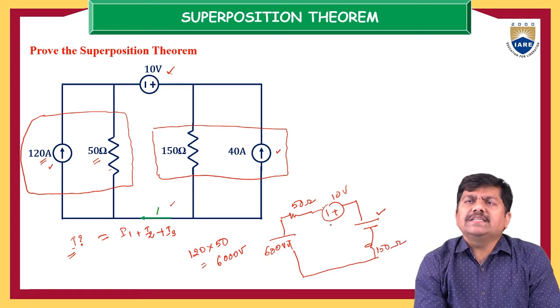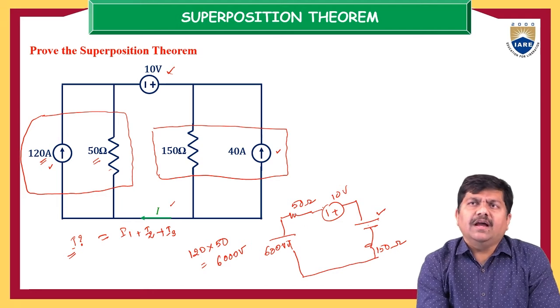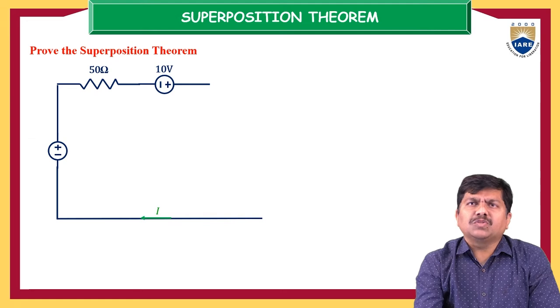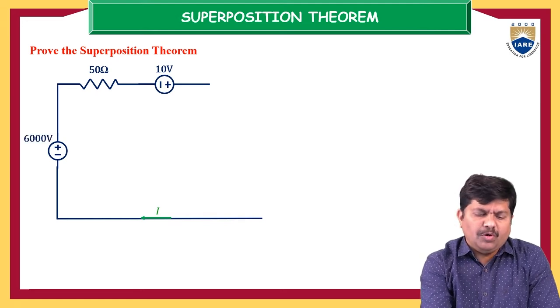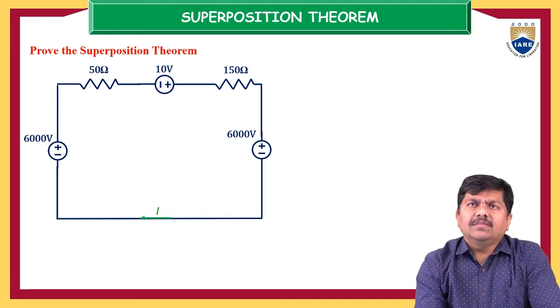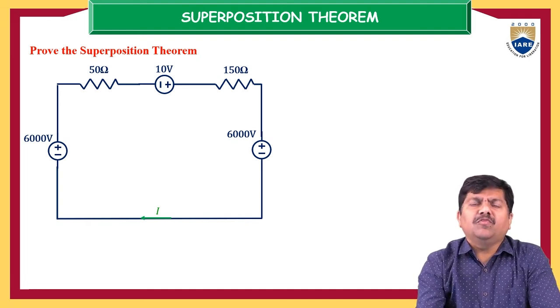Once this circuit is reduced, there are 3 voltage sources and 3 resistors. Now we can proceed with the verification process. Whatever the current here, the current between them, is this current. So the first source transformation gives 6000 volts and a 50 ohm resistor, and the second source transformation on the right side of the network gives 150 ohm and 6000 volts. So all the current sources we have converted into voltage sources using the source transformation technique. In this one, there are 3 voltage sources and 2 resistors, 50 ohm and 150 ohm.